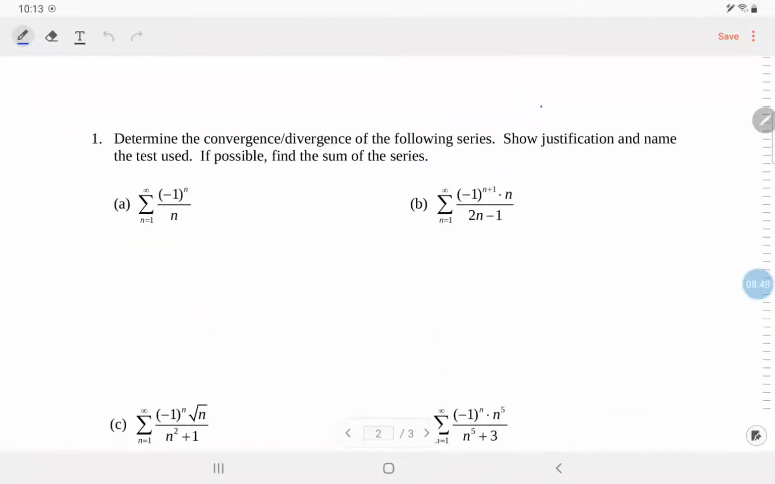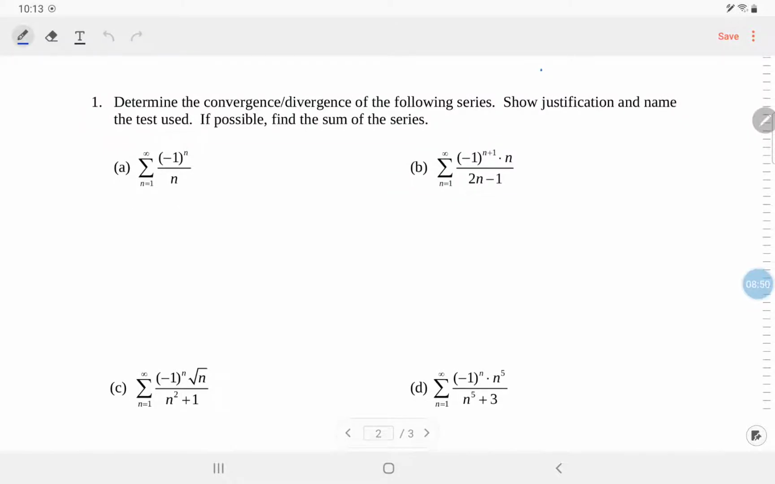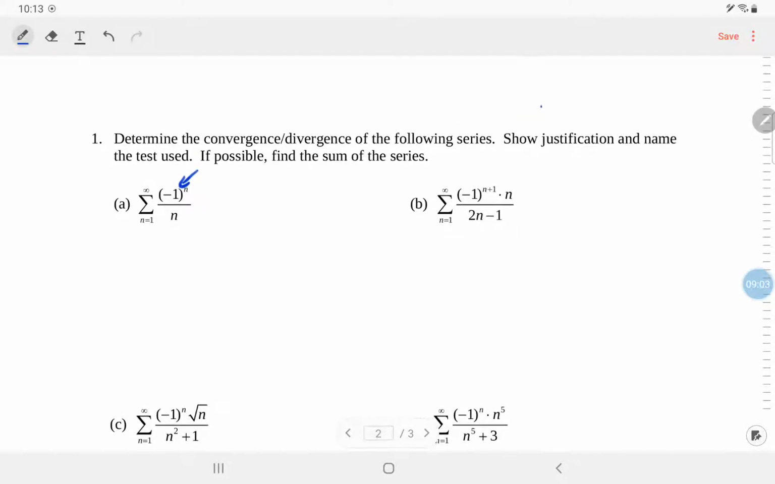So let's practice a little. I have 8 different series. Some of these alternating series tests will work beautifully. Sometimes it will fail. And then we'll see where we go from there. So first thing I look here. Again, let's look at our criteria again. Number 1, does it alternate? If so, proceed to number 1 and number 2.